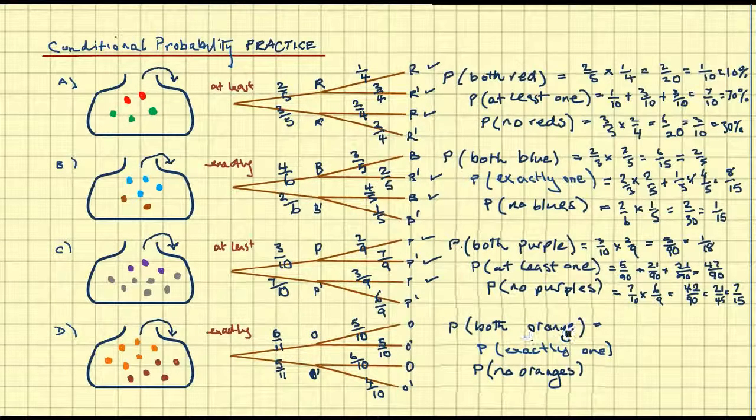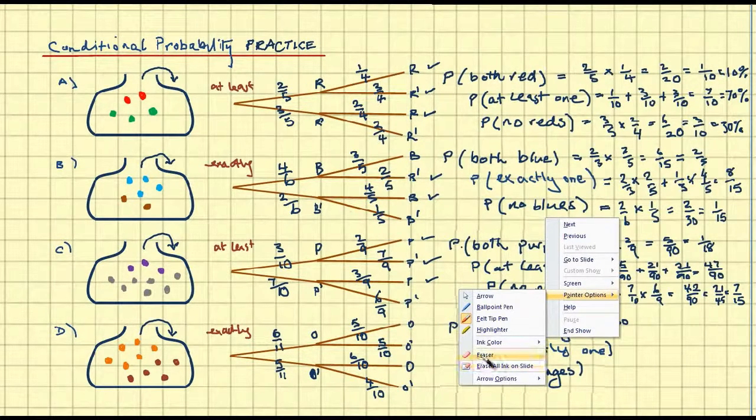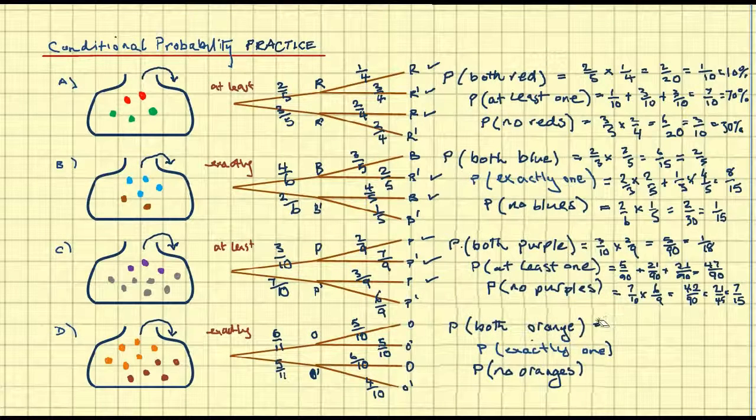Now the probability that they're both orange, well, that's going to be 6 times 5, which is 30. Let's write it out in full like we have before, so let's just keep the same pattern. So we've got 6/11 times 5/10, giving us 30 out of 110, which is 3/11, if you want to simplify.